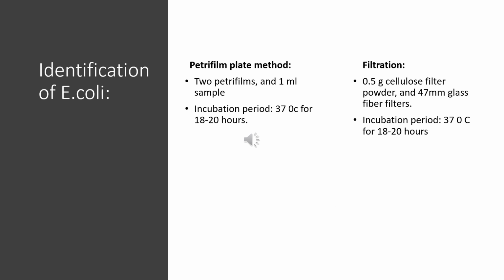The next step is the filtration of the water sample. To the water sample, 0.5 gram of filtered cellulose powder was added, then it was allowed to filter onto a 47 mm glass fiber filter, and the pore size of the filter is 0.3 millimeter. This fiberglass, already enriched with cellulose powder, was incubated at 37 degrees Celsius for 18 to 20 hours. Make sure that the filter media were incubated in 25 ml of buffered peptone.